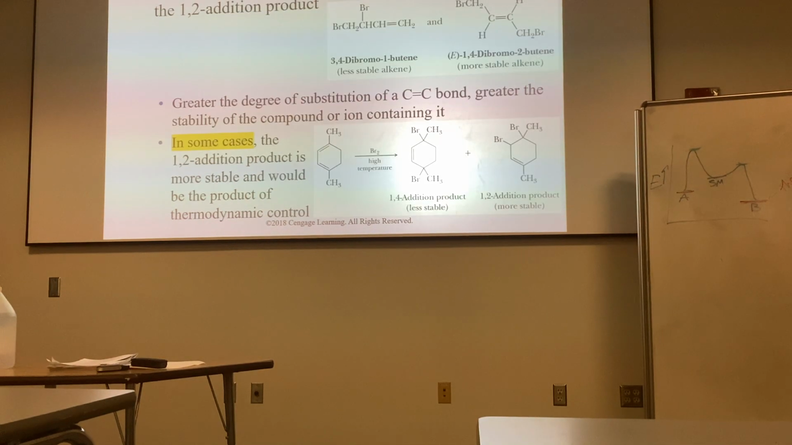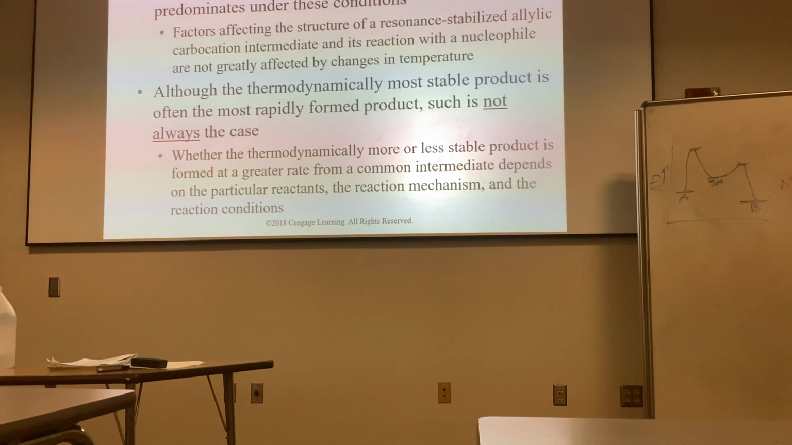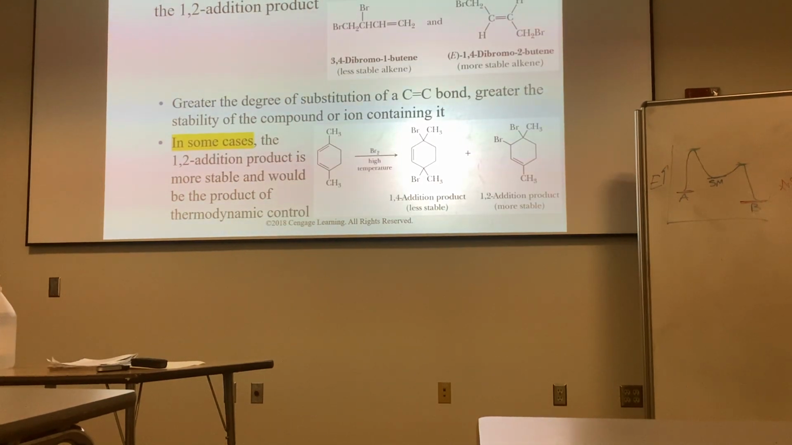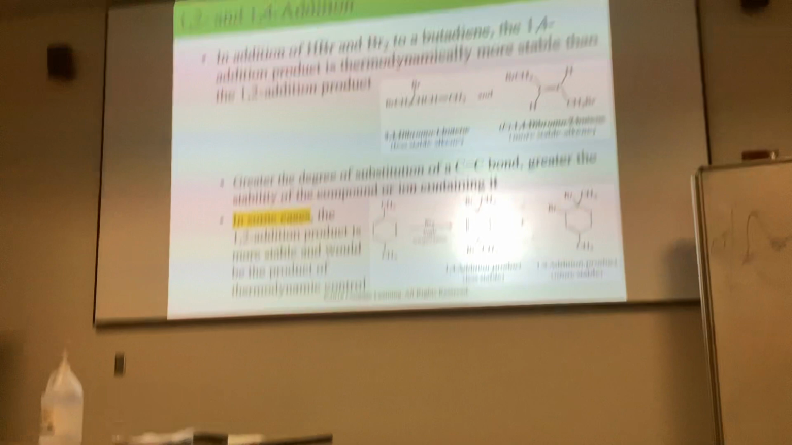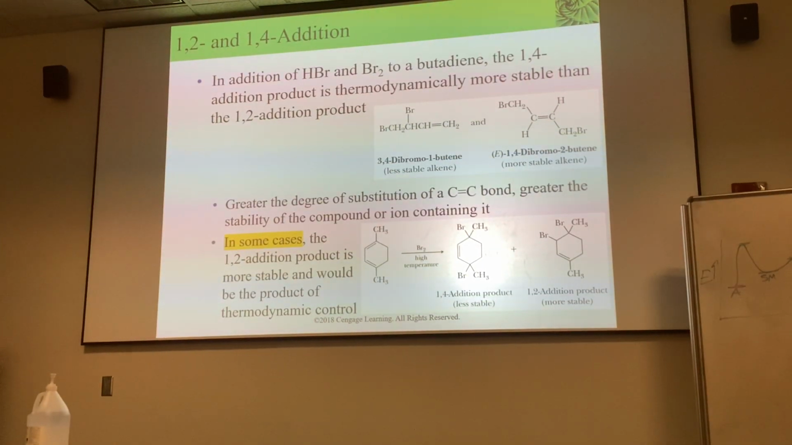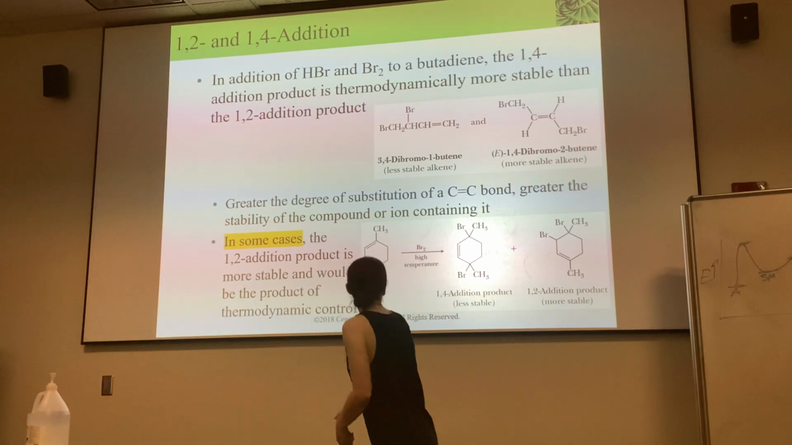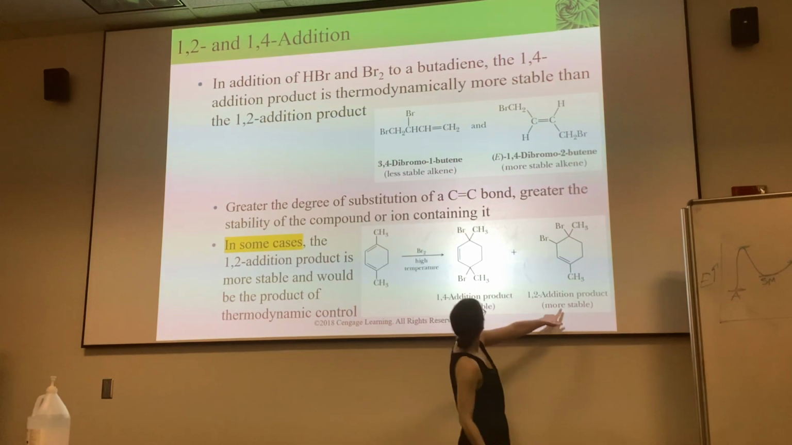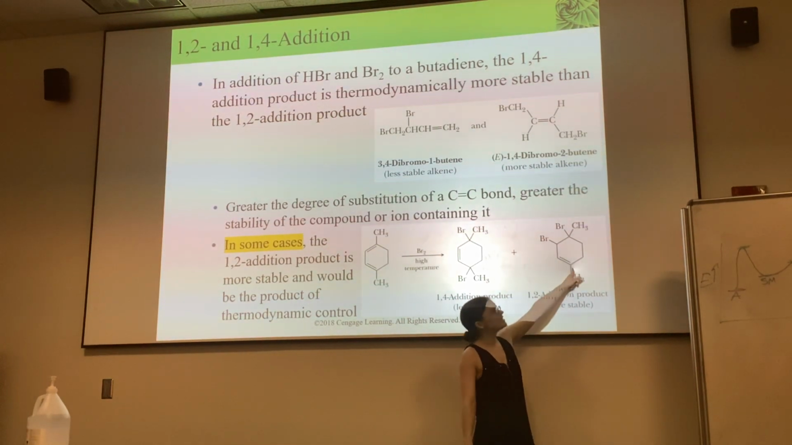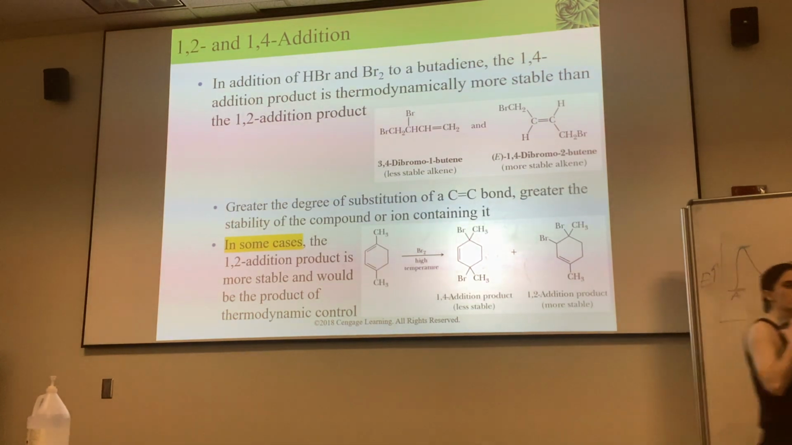We've already talked about all of this. In some cases, the other one's more stable. So it's not always 1,4 addition that is the thermodynamically favored product, right? You might have other substituents on there that make it so that your 1,4 addition results in a less substituted double bond, but your 1,2 addition is actually a more substituted double bond. So that's why it's not just that 1,4 addition is always the thermodynamic product. It's dependent on those things.